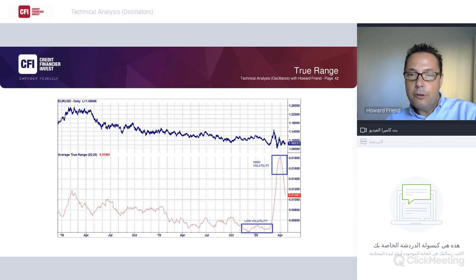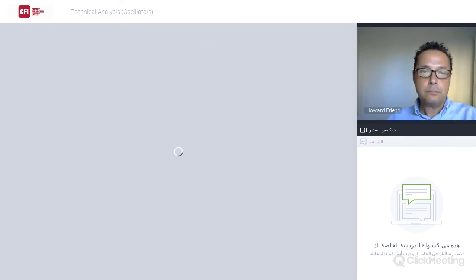What happened recently, obviously, with the coronavirus and the stock market gyrations, is everything got volatile. We had a massive explosion in volatility, and we saw this big explosion in euro dollar volatility here from low to high. You can see that the average true range went up briefly to above 180 pips. So it was a bit like Back to the Future. We were going back to previous years before this decline in volatility.